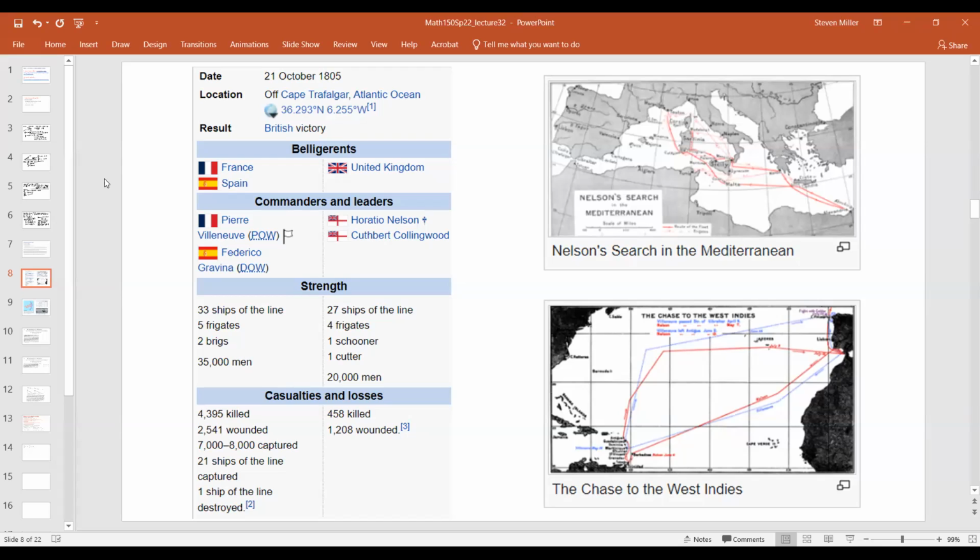So if you look at the number of ships, 33 ships of the line for the French and Spanish, 5 frigates, 2 brigs, 35,000. British side, 27 ships of the line, 4 frigates, 1 schooner, 1 cutter, 20,000 men. About 4,400 killed on the side of France and Spain, 450 on the side of the British. 7,000 to 8,000 people captured. And here's the amazing part: no British ships were lost. 21 ships of the line were captured, and 1 was destroyed. The British fleet was stronger after the battle than before.